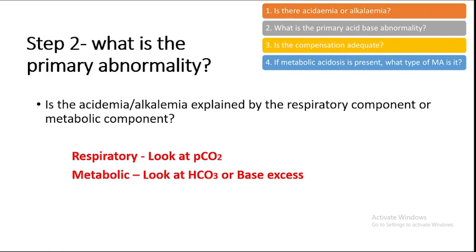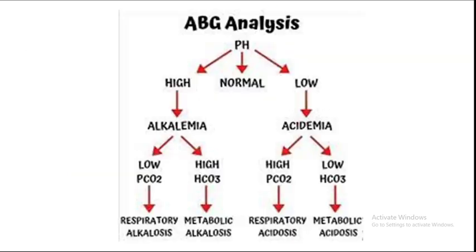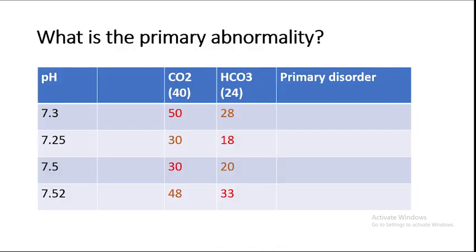Step 2. What is the primary abnormality? Here we are going to see why the pH has changed. Now the pH is 7.3, there is an acidemia. What caused this acidemia? We want to know whether it is because of the carbon dioxide or because of some metabolic derangement. If we want to see about the respiratory component, we look at the carbon dioxide. If you want to look at the metabolic component, we look at the bicarbonate or base excess. So let's go to this table.